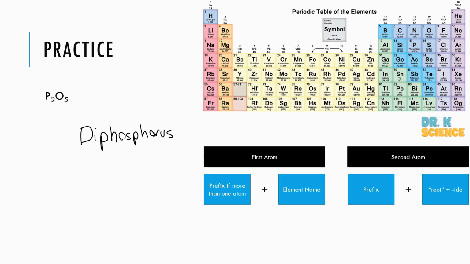Now we're going to do a space and deal with our second atom. Now, I'm going to point out something small that we'll have to do for this one. We're going to use our prefix, and our prefix for 5 is penta. And then we take our oxygen, we take off the ending, and add our IDE. So oxygen becomes oxide. Now, if we leave it like this, we have diphosphorus pentaoxide.